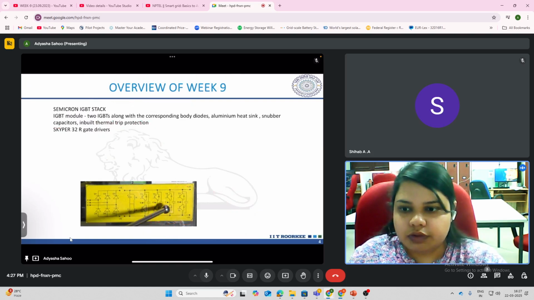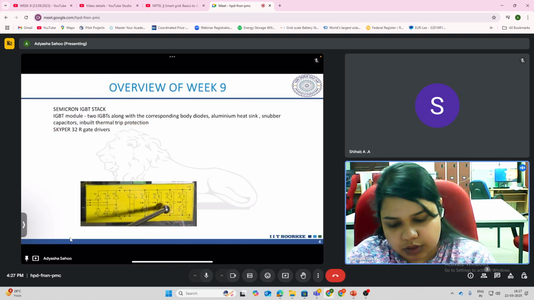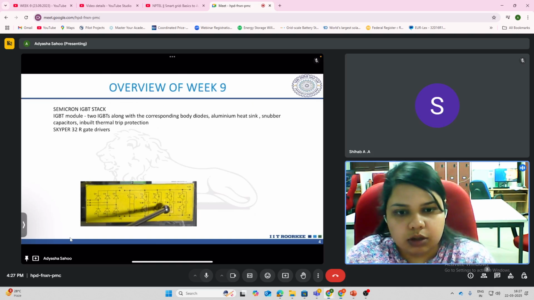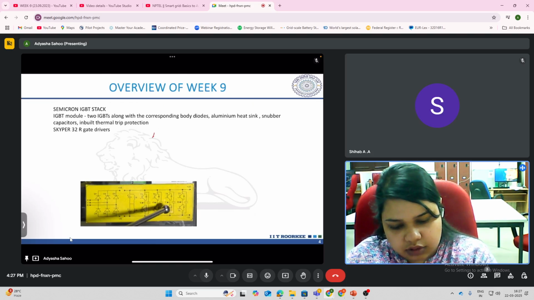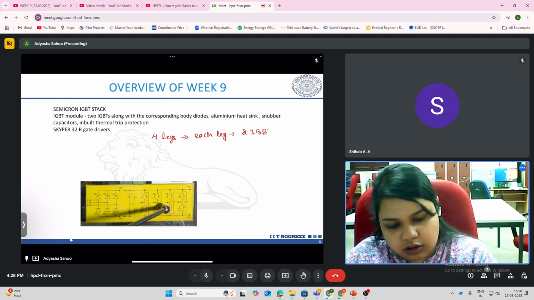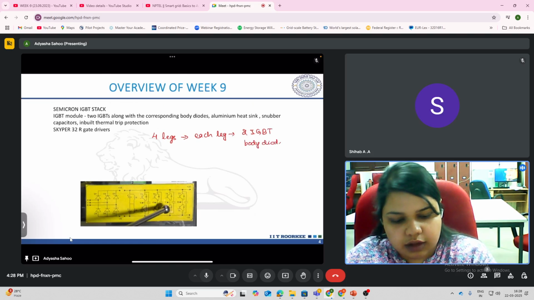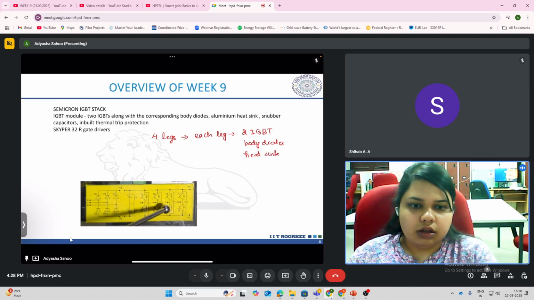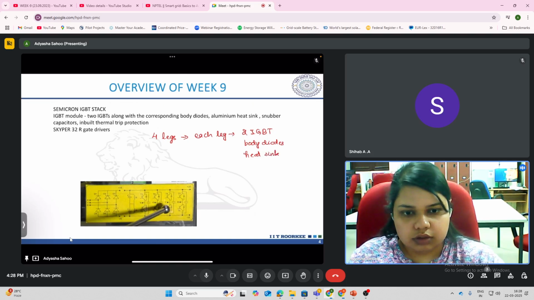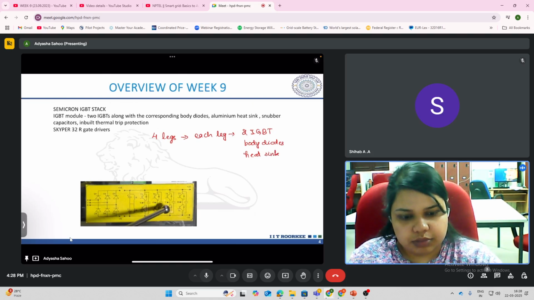So again, here we are explaining the Semikron IGBT stack. What are the components of this Semikron IGBT stack? Basically, as I said, it has four legs, and each leg has two IGBTs with their corresponding body diodes. Then we also have a heat sink, basically to protect it from thermal over-temperatures or rising temperatures.